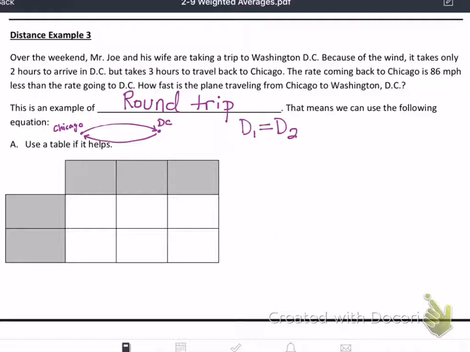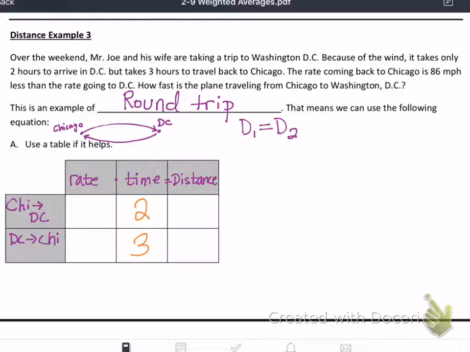So going from Chicago to D.C. and then from D.C. to Chicago. And then again, the rate times time is equal to the distance. So let's fill in some of this chart here. It says because of the wind, it only takes 2 hours to arrive in DC. So from Chicago to DC, it takes 2 hours. And then on the way back, it takes 3 hours to arrive back in Chicago.